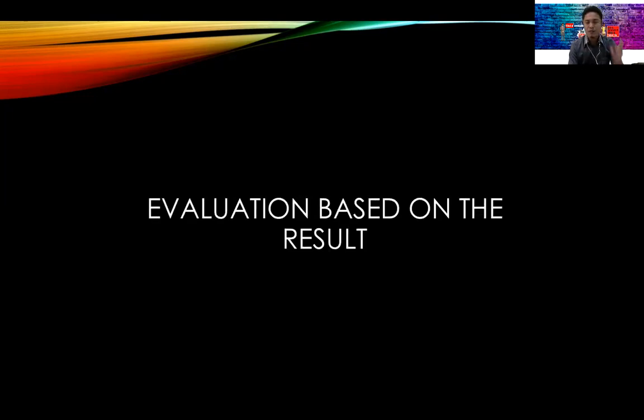Next one, evaluation based on the result. This will be the last process in conducting classroom action research. Based on the reflection, we have the evaluation. Okay, for the first cycle, second cycle, our student here, their skill improved, their motivation improved, but still not achieving our aim in conducting the result.